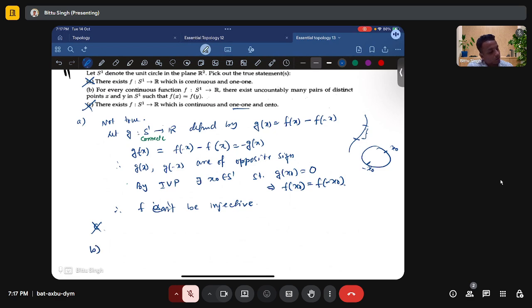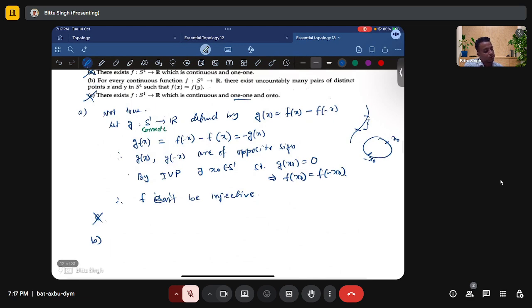Now B. For f from S1 to R, there exist uncountably many pairs of distinct points x and y such that f of x is the same as f of y. Let us prove this. So note that S1 is compact and connected, therefore f of S1 is compact plus connected. The image of a compact set is compact, and the image of a connected set is connected, as f is continuous.